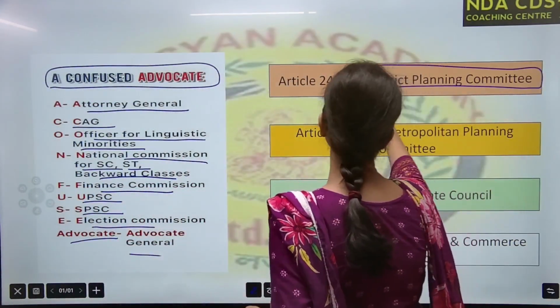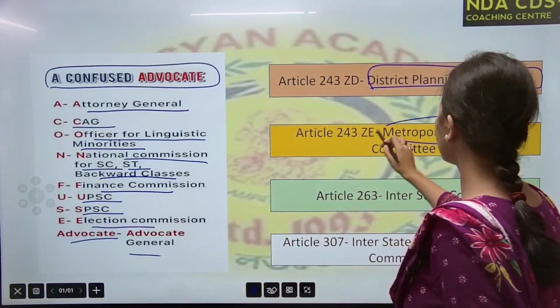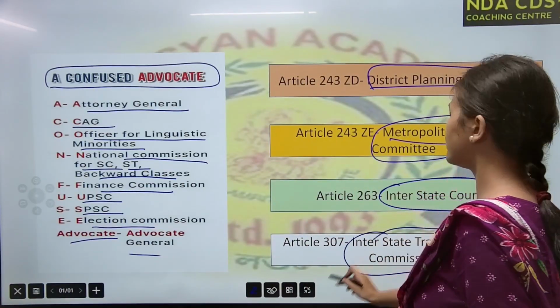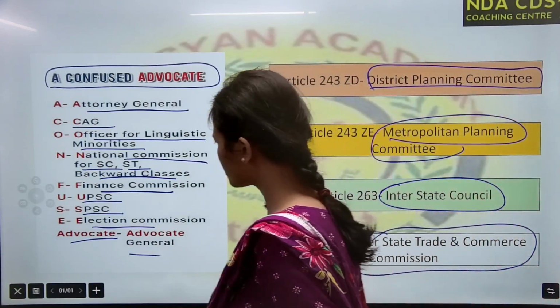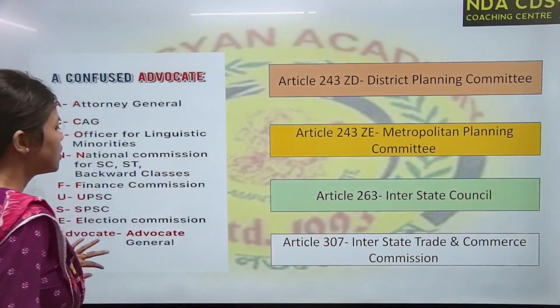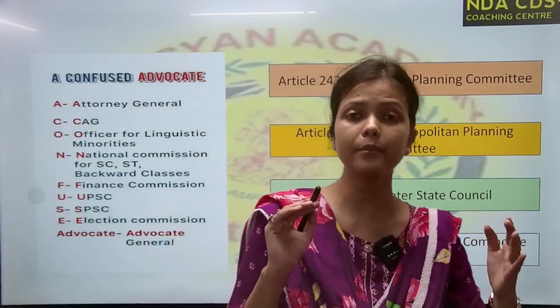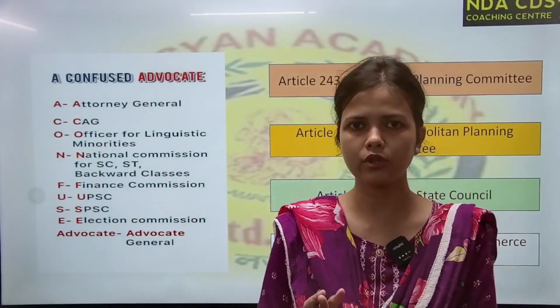Other than these bodies, some of the bodies are also mentioned here. District Planning Committee, then Metropolitan Planning Committee, Interstate Council, Interstate Trade and Commerce Commission. So all these are some of the constitutional bodies, their powers, their functions are mentioned in the constitution.